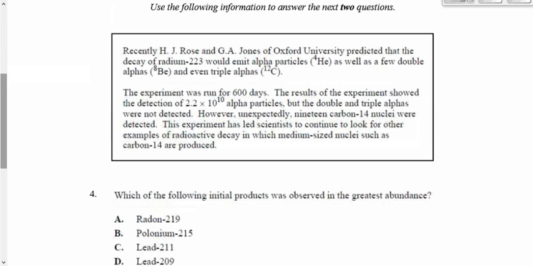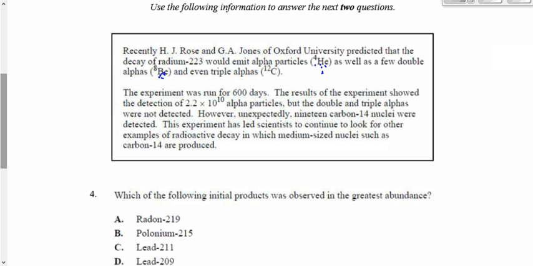I'm not sure what year this was, but this is an old question, so it's not so recent anymore. People at Oxford University predicted that the decay of radium-223 would emit alpha particles, as well as a few double alpha. Have you ever heard of a double alpha? No, we haven't talked about that. Remember what we said, though: you either learn it, or they'll explain it. They're telling you what a double alpha is. They're not expecting you to just know, and in fact, they're telling us what an alpha is, which we clearly know.